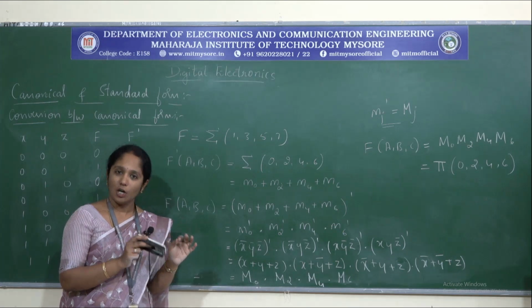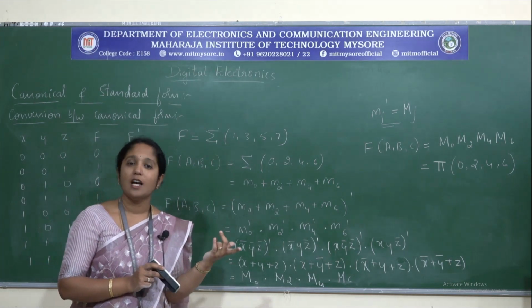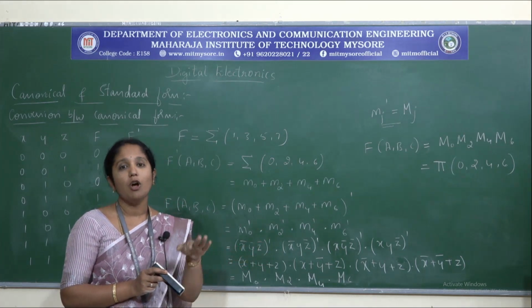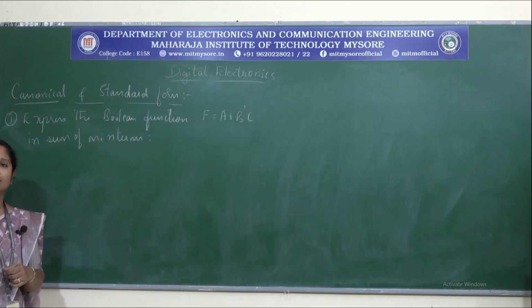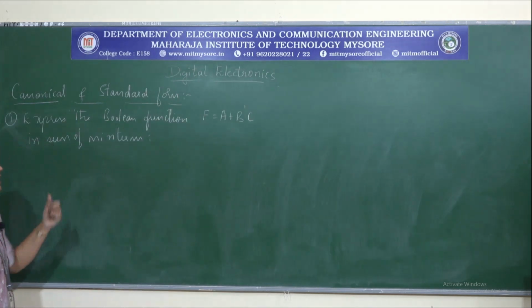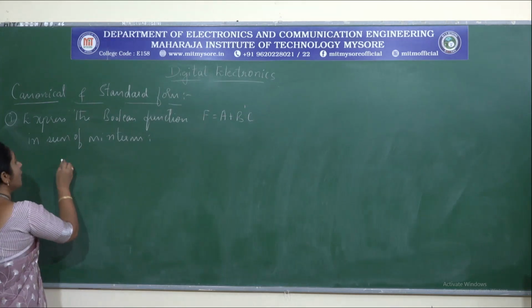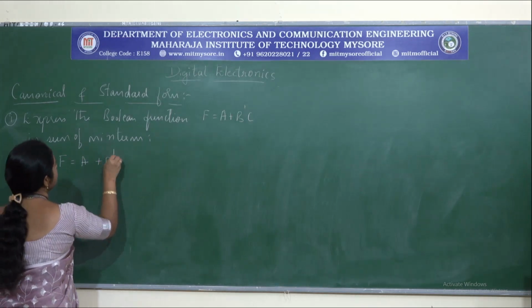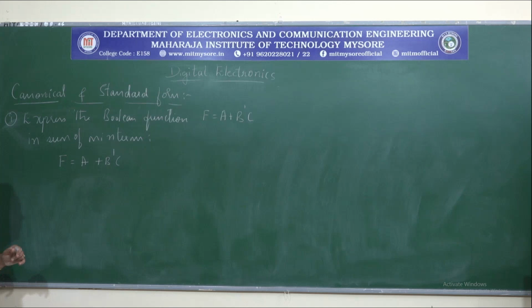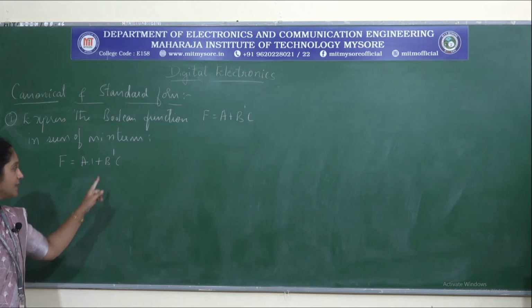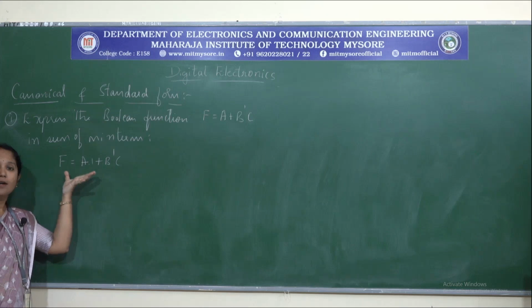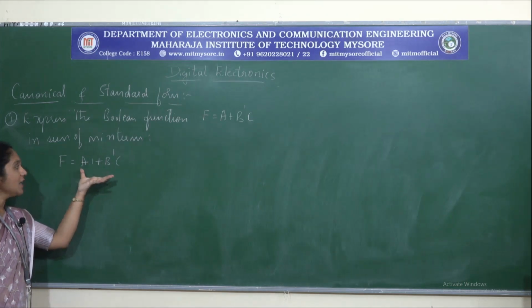Okay, so now let us consider two examples and understand how to convert a given expression from the standard form to the canonical form. As a first example, I have considered this function. In the given function, f is equal to a plus b dash c. Here we have two product terms. This can be assumed as a into 1, plus b dash c is another product term. So this is the standard SOP form.